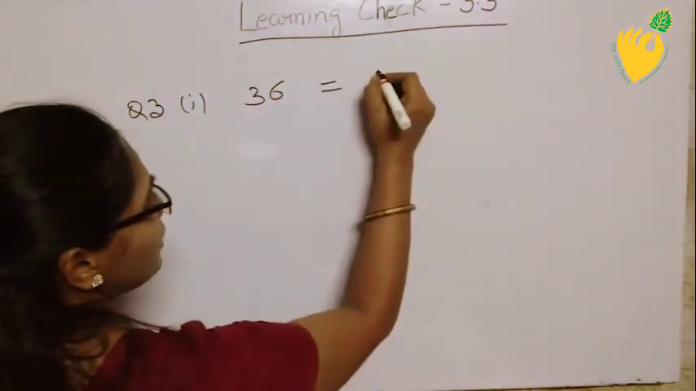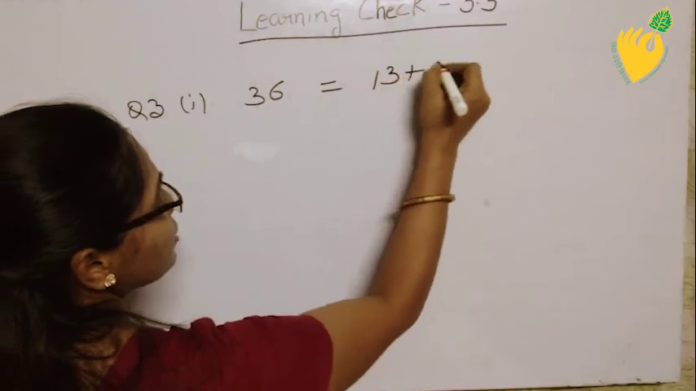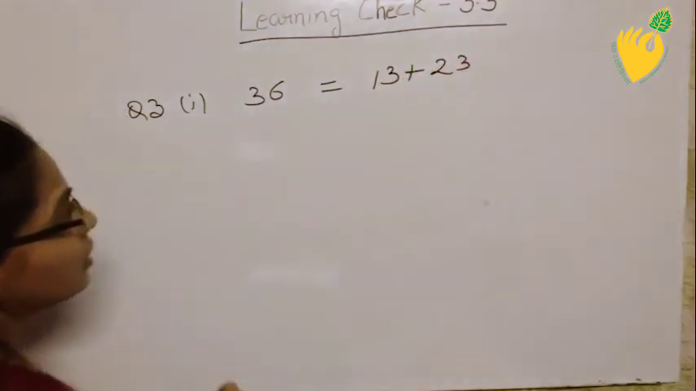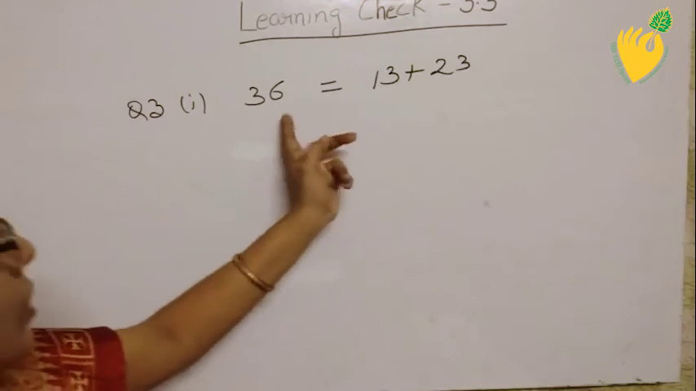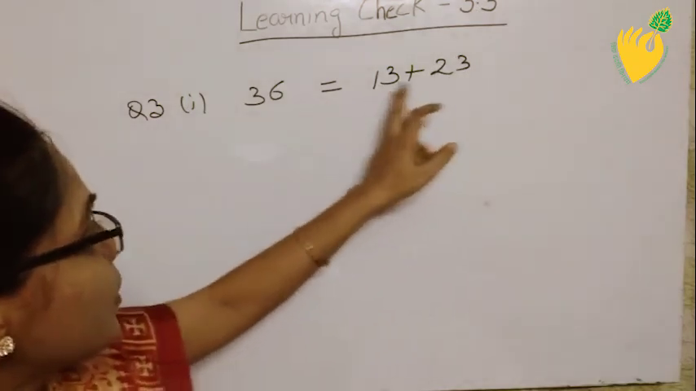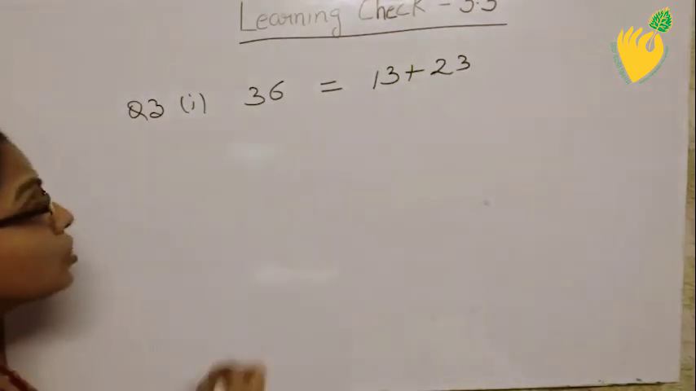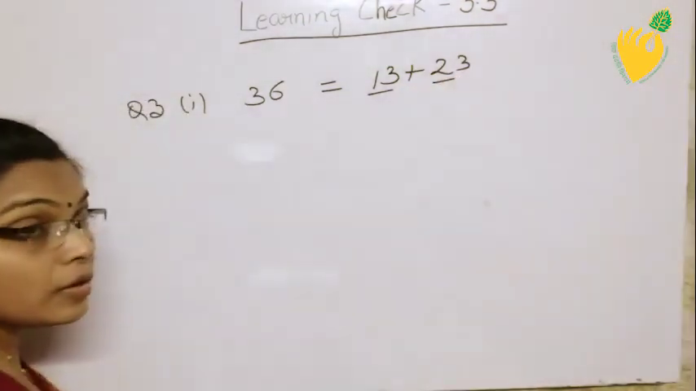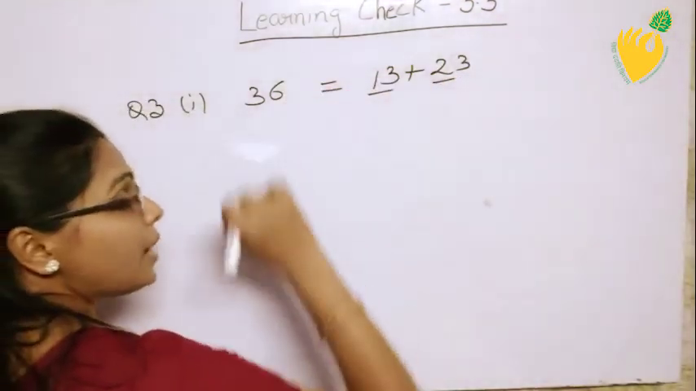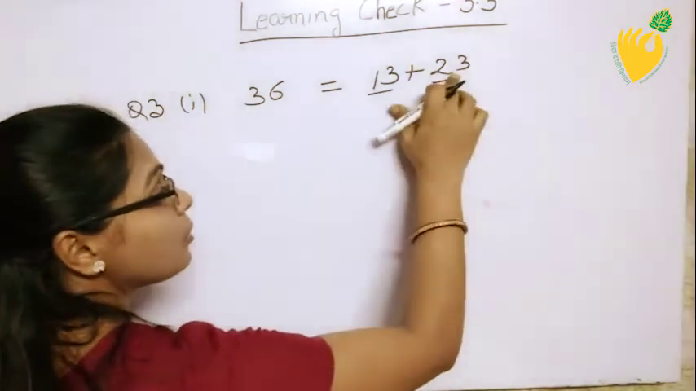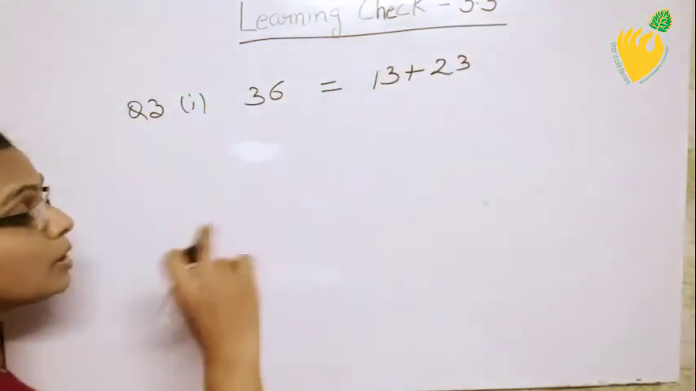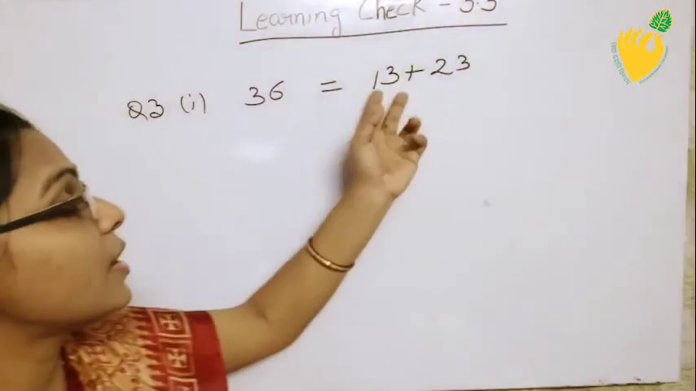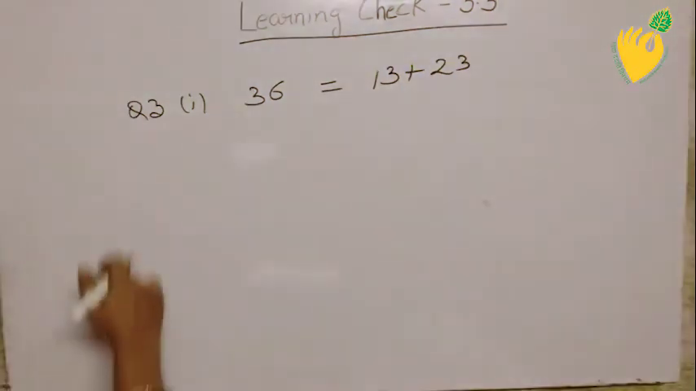So students, if we break this number into 13 plus 23, the sum will be 36. 3 plus 3 is 6, 1 plus 2 is 3, so 36. So 13 is an odd number and 23 is also an odd number. 13 is a prime number and 23 is also a prime number. So both the numbers are odd as well as prime.